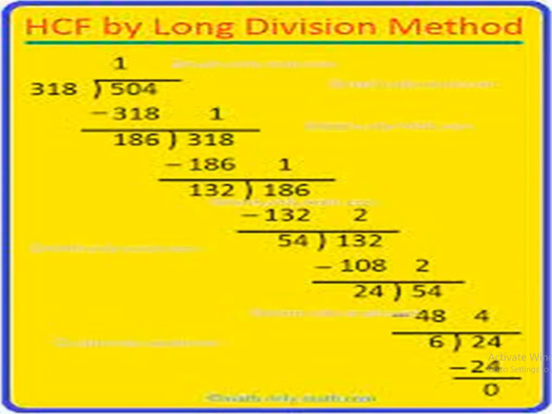Let's go to another example. 504 and 318. Children, as I have already told, the bigger number will become the dividend and the smaller number will become the divisor, and the division will continue till we get 0. How? By making the remainder the divisor and the divisor the dividend, and keep on dividing until we get the remainder as 0. So here, after doing this long division, we have got HCF as 6. The HCF of 504 and 318 is 6.